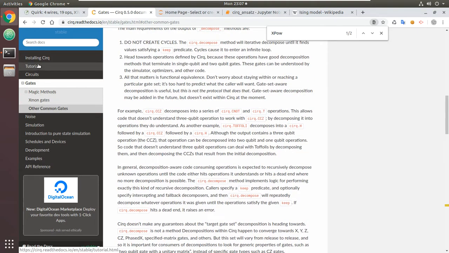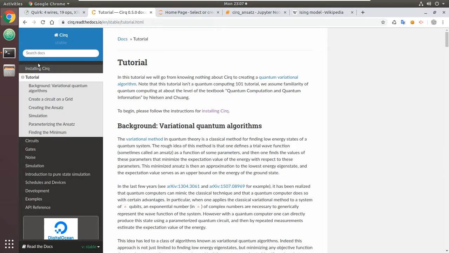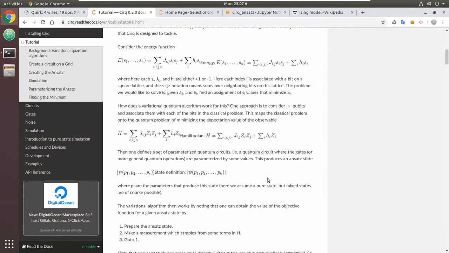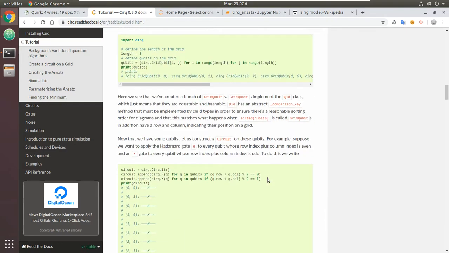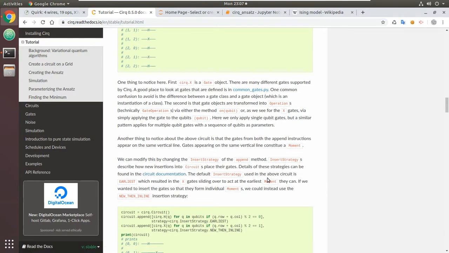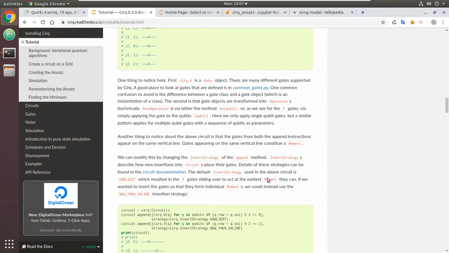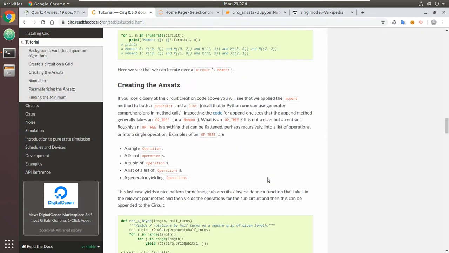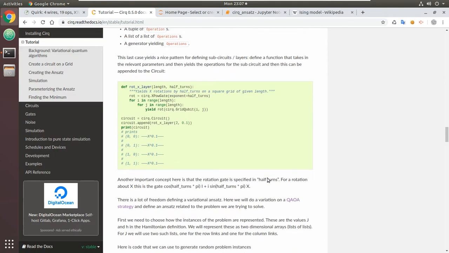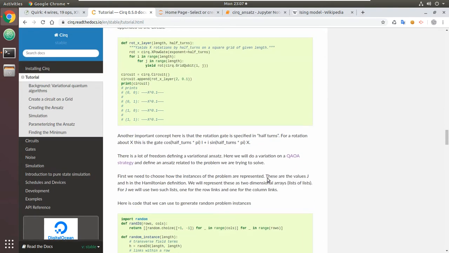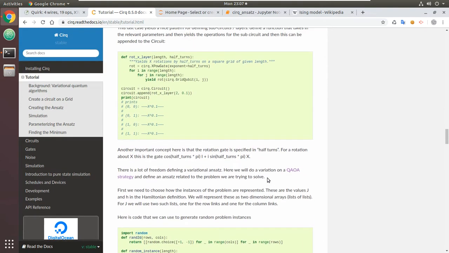How do I know which gates to use? How do I know which gates to use for, what's the X pow? I mean, come on, it says rotation about X. This is the gate. Okay, so this is the gate, this gate.